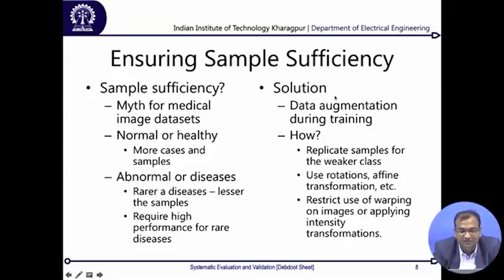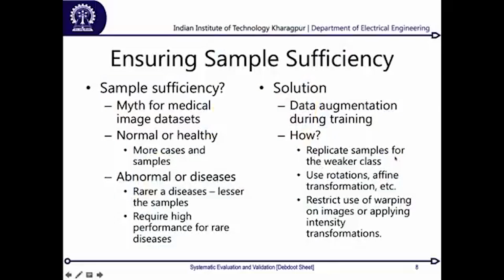Now the solution is to do something called data augmentation. This is a standard technique used for a long period of time in computer vision practice, and the idea was much simpler in computer vision, because you have a lot of natural scenes, and from these natural scenes you can synthetically augment something. But for medical imaging, you need to be very cautious as to how you are augmenting.